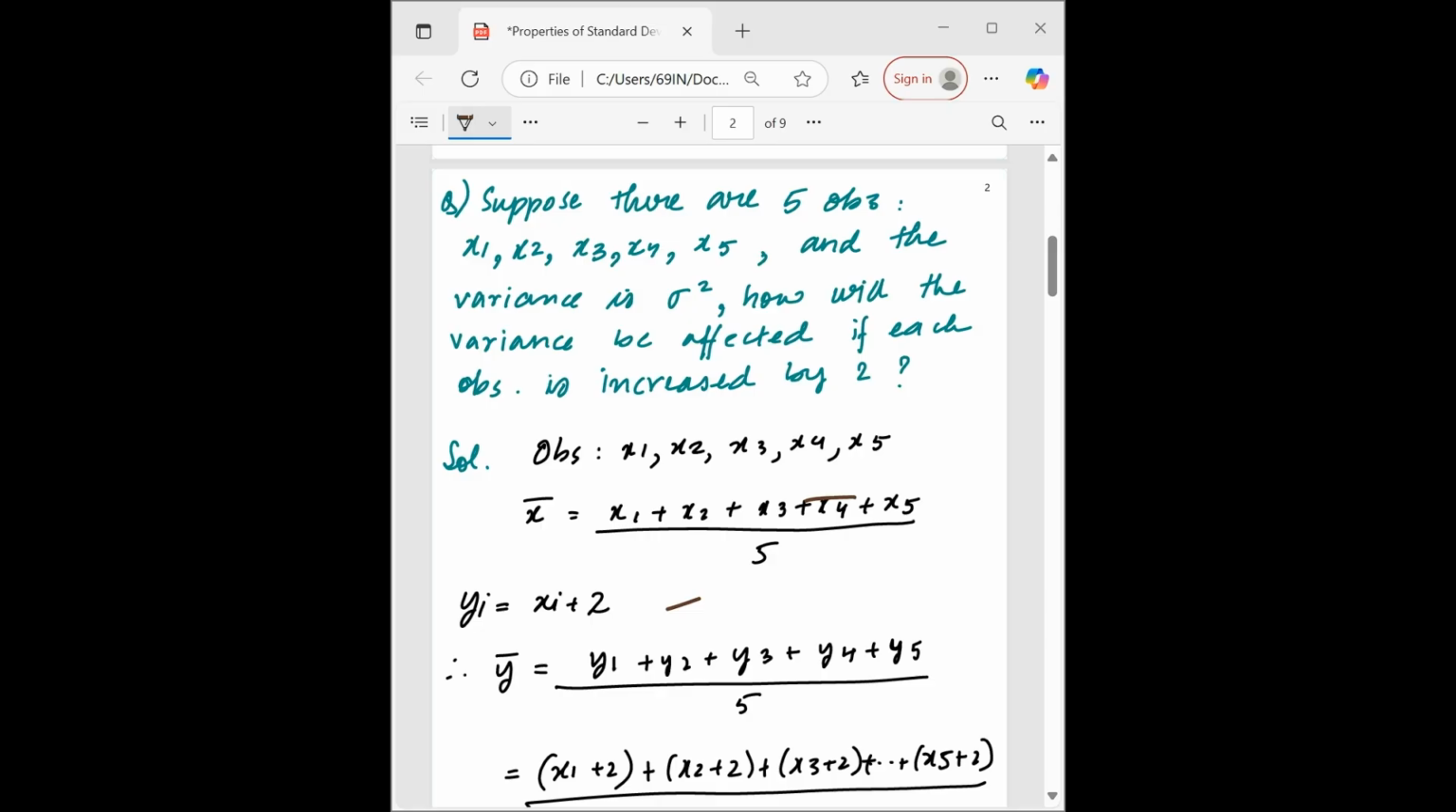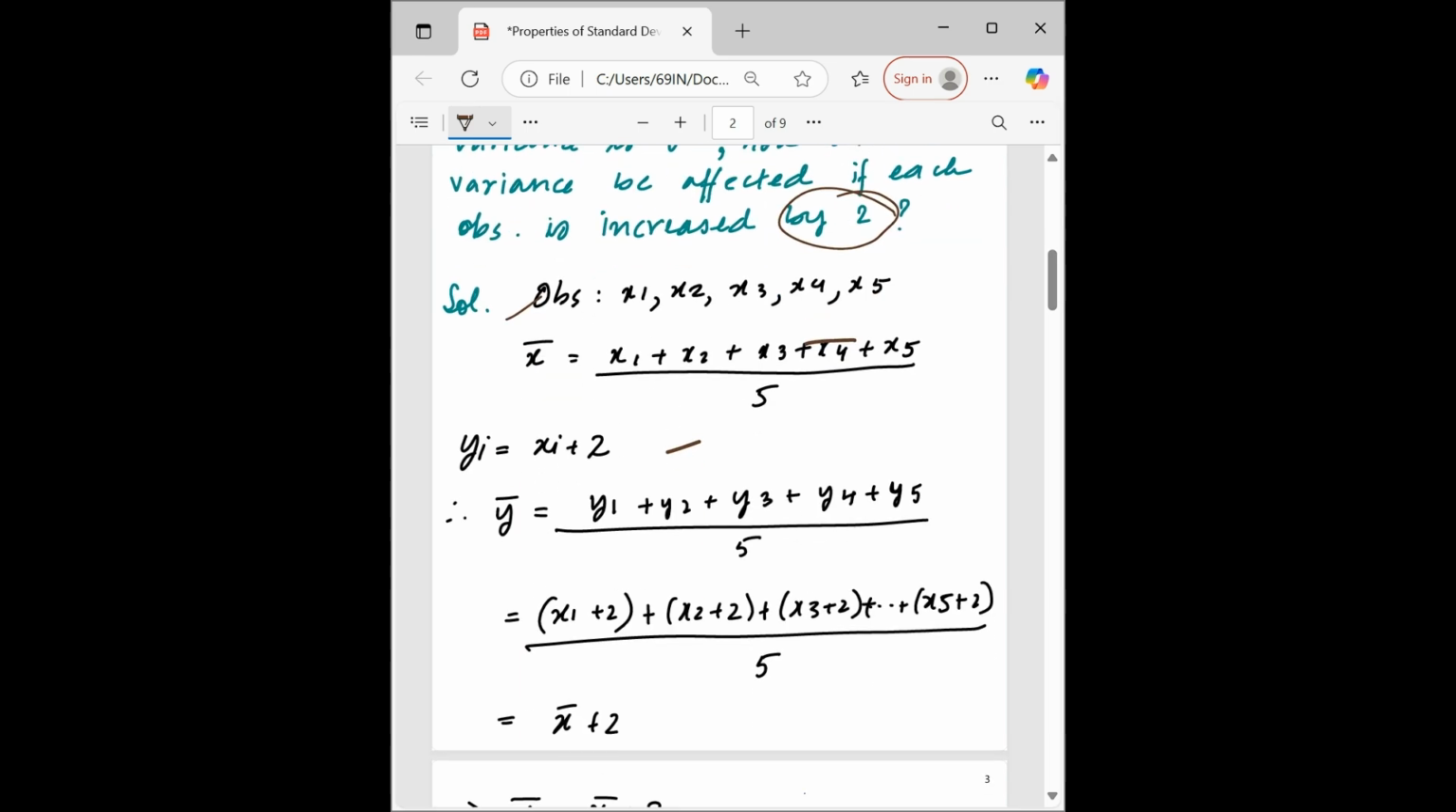This is the question. Our notes ask if we add 2 to every one of our 5 observations, what happens to the variance? Okay? See, our observations are x1, x2, x3, x4, x5. So the mean will be, the mean formula, x1 plus x2 plus x3, which goes until x5, by 5. Okay. So our new data yi is equal to xi plus 2.